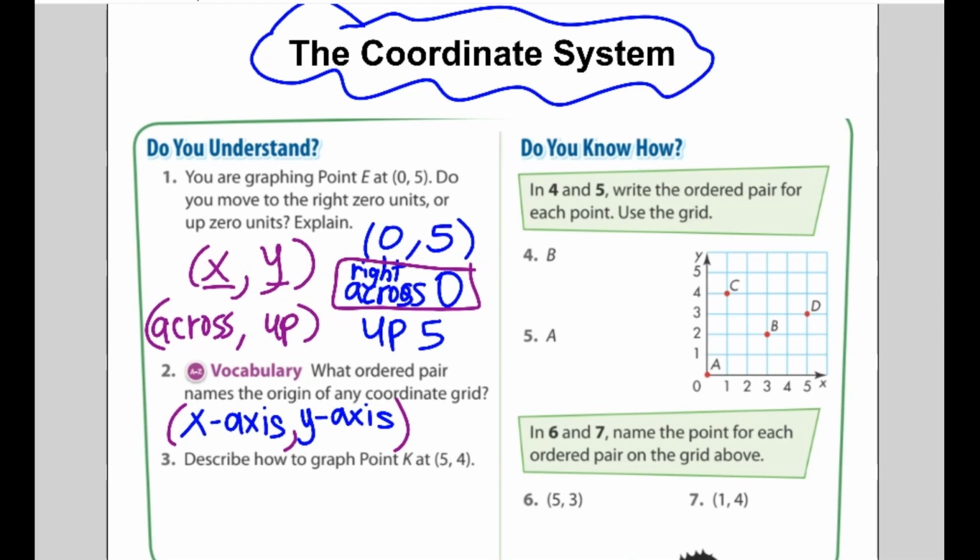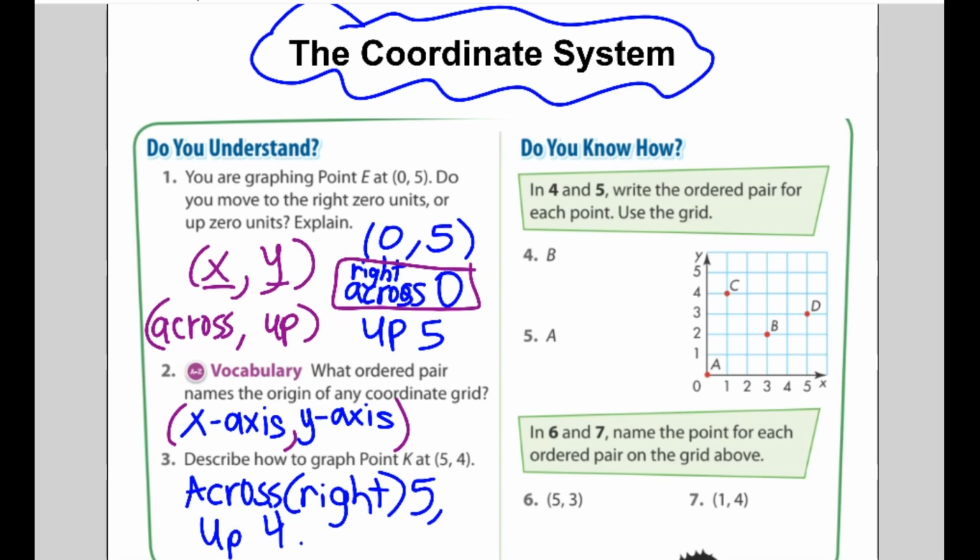Number 3, describe how to graph point K at 5, 4. So remember, we go across for X, up for Y. So we're going to go across, or we can say to the right. We'll put right in parentheses. Go across 5, and then up 4. And that's how we describe it. So it's very, very simple. You'll get the pattern of it.